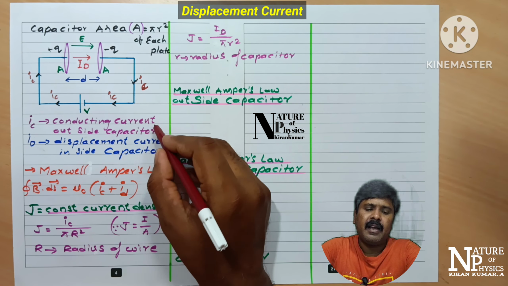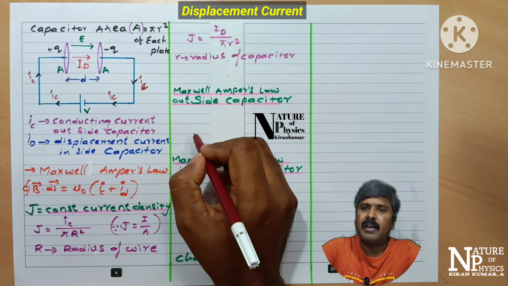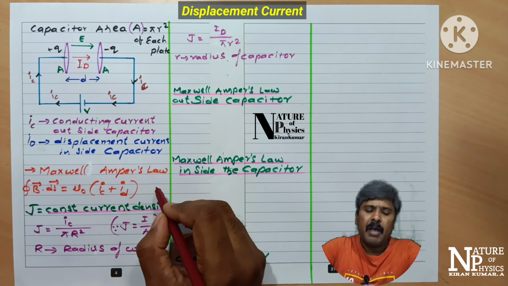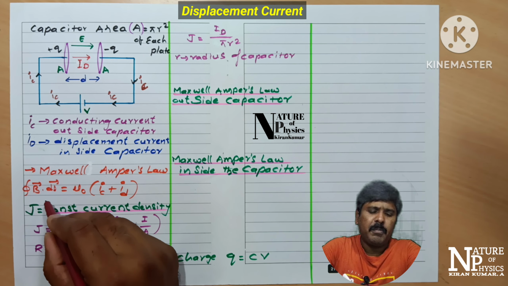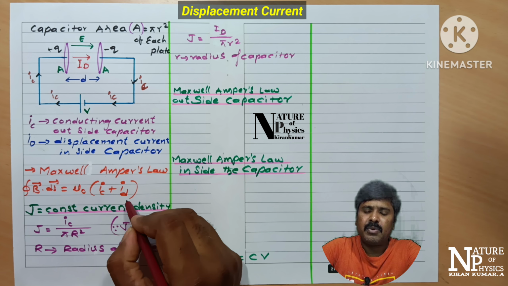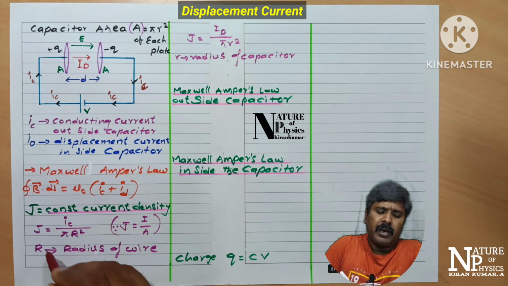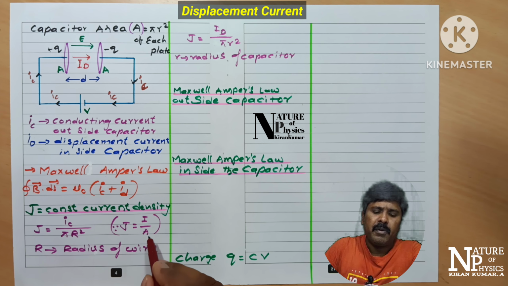Okay, IC is the conducting current outside the capacitor, ID is the displacement current inside the capacitor. So Maxwell Ampere's law: closed integral of B dot dl is equal to mu naught times (ID plus IC). J is the current density, which is nothing but current per unit area.